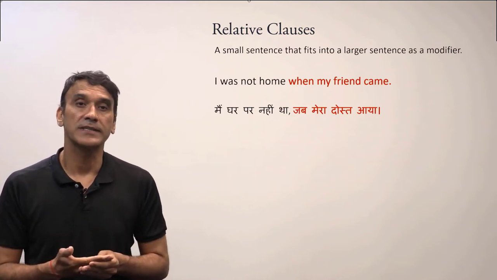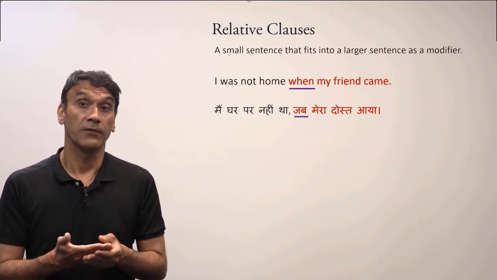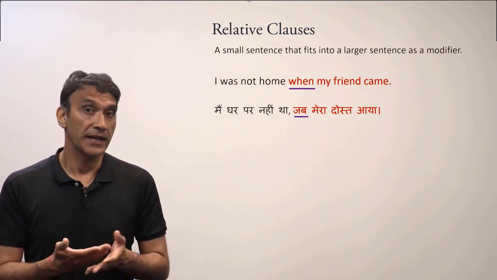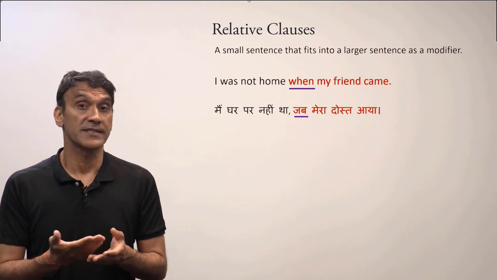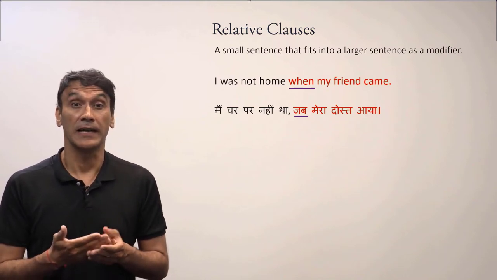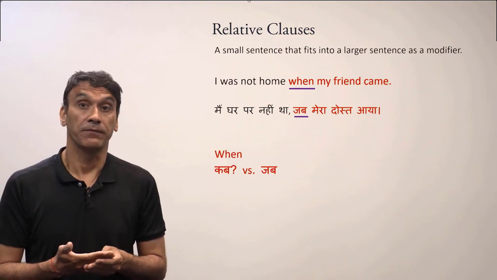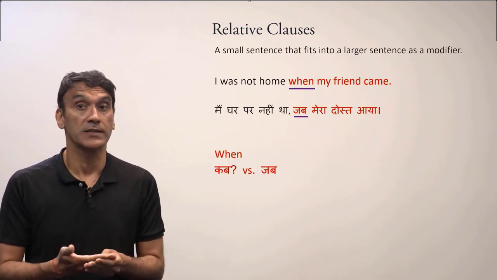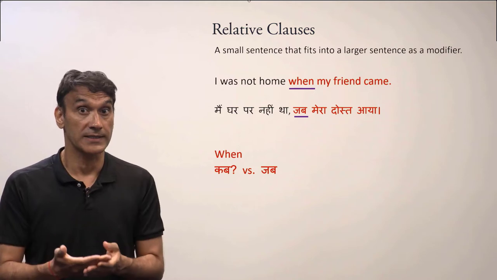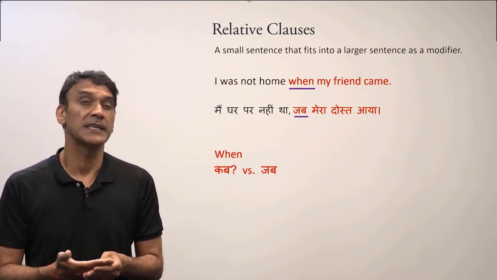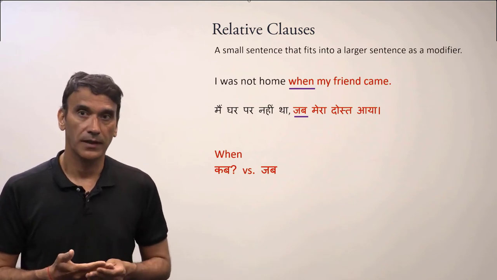In the Hindi sentence, you can see the word jab, and the word jab is relative, and the sentence is the relative sentence. In English, the relative and question words are the same, but in Hindi, they are a little different. In the example above, in English, we have when, which is without a context a question word, but in this context, it is not a question. In the Hindi sentence, the word is jab, and it is clearly not a question word.